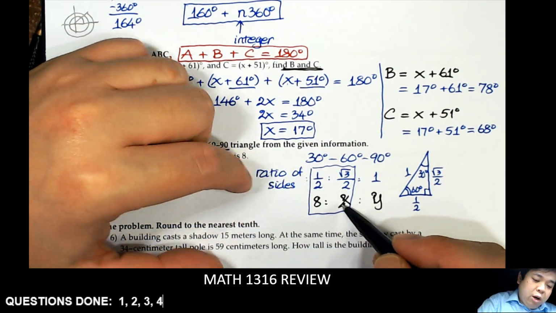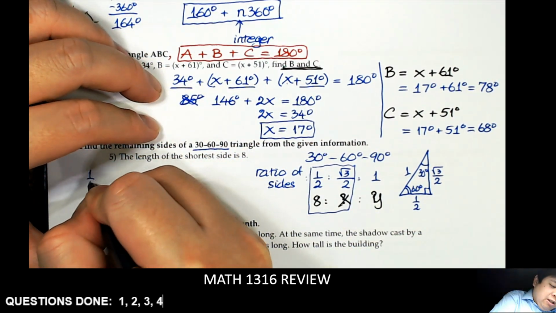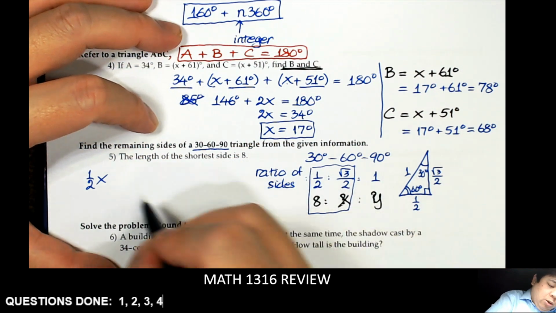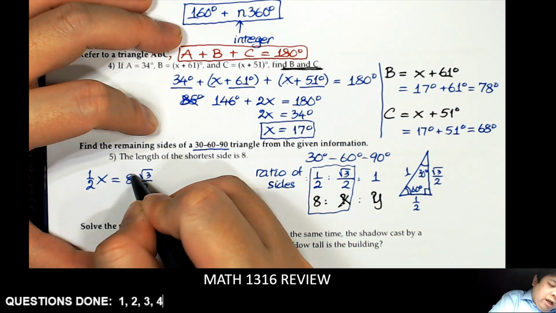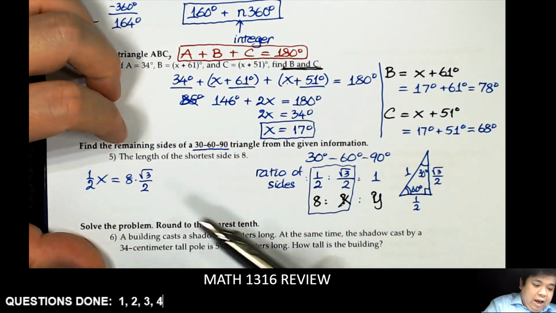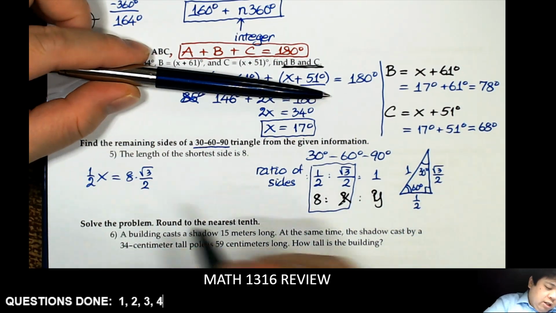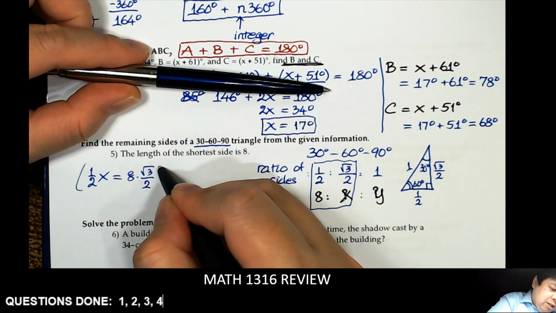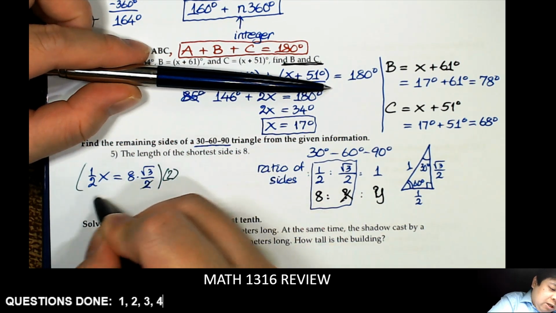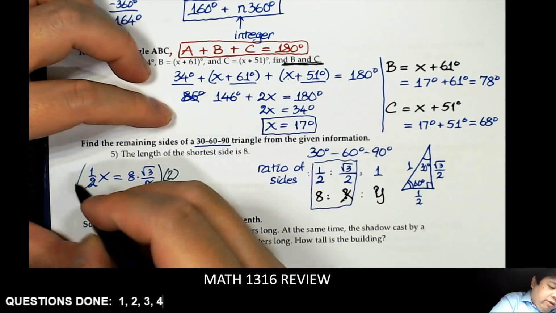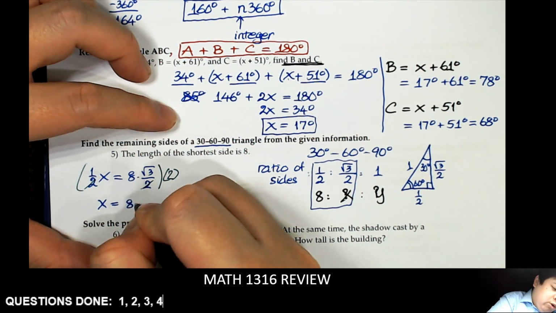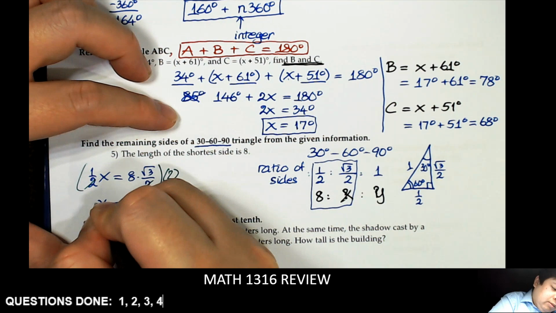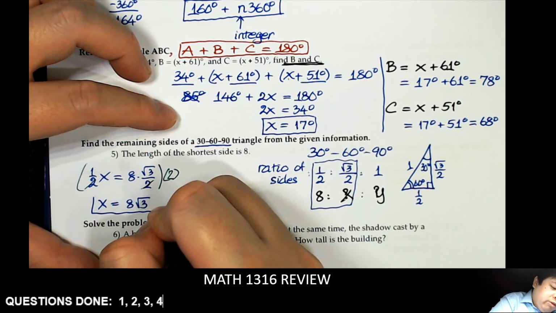So cross multiply, we have 1/2 x equal to a times square root of 3/2, and multiply by 2 on both sides. Cancel this 2. We have x equal to a square root of 3, which is one of them.